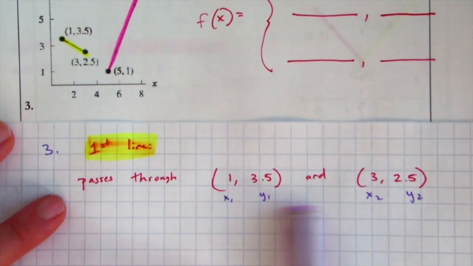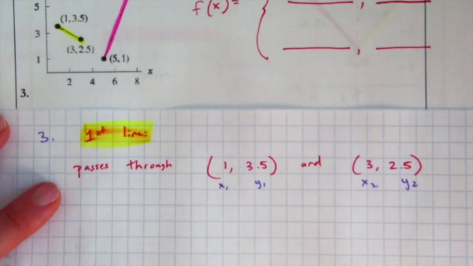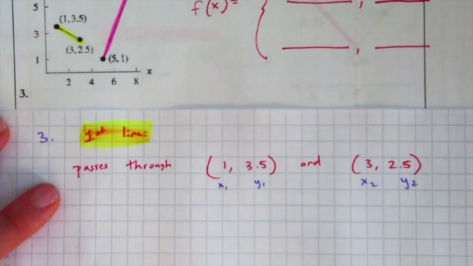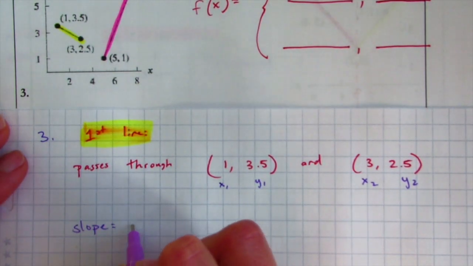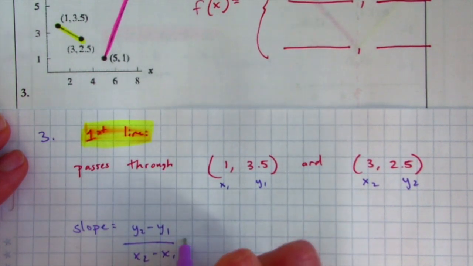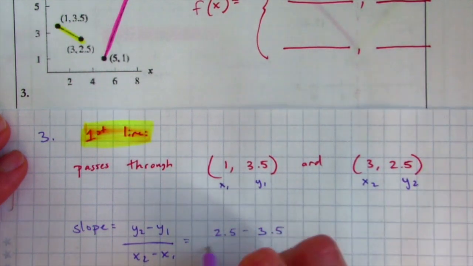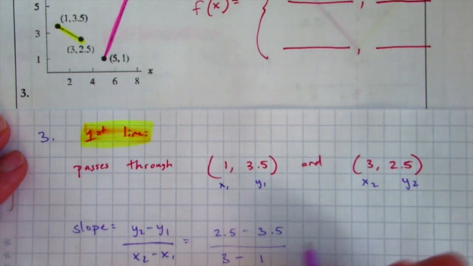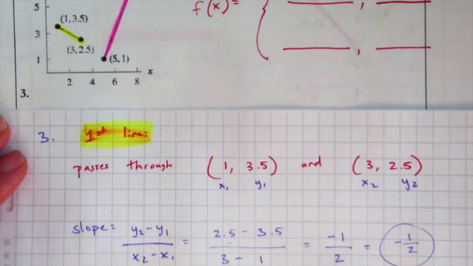So given 2 points, how am I going to write an equation in the form y equals mx plus b? Well, first I need a slope. I'm going to use our useful equation for slope, y2 minus y1 over x2 minus x1. I'm going to get 2.5 minus 3.5 over 3 minus 1. That gives me a -1 on top, and 3 minus 1 is 2. So I end up with -1/2 as my slope.